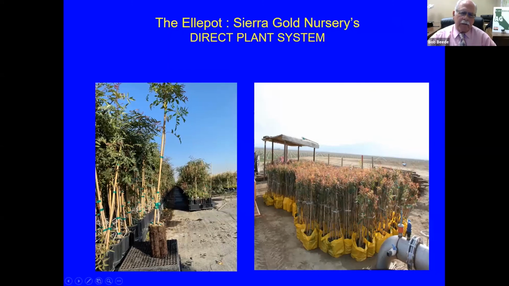Here's another very fascinating system that's been developed by Sierra Gold Nurseries. It's called the Elipot, and this system leaves the plastic at the nursery, and they have a gauze, a biodegradable gauze that goes around the plants, and not all of the trees are this big. They have them in different sizes, but this gauze then allows, there's a gap between this gauze and the plastic pot in the nursery, which achieves the air root pruning technique that has been described earlier.